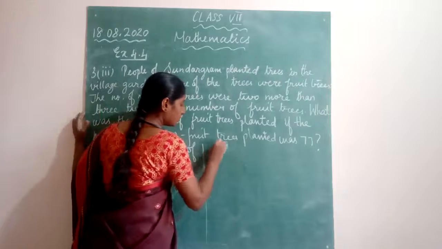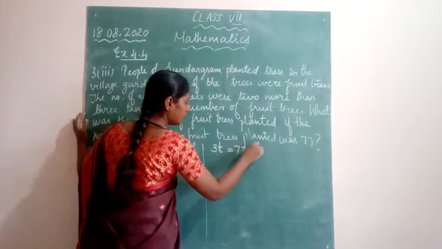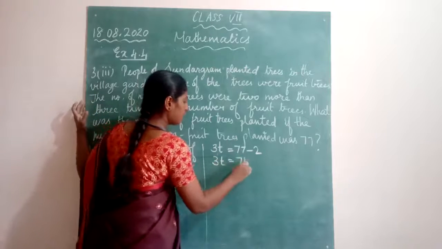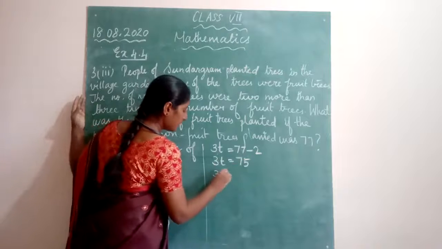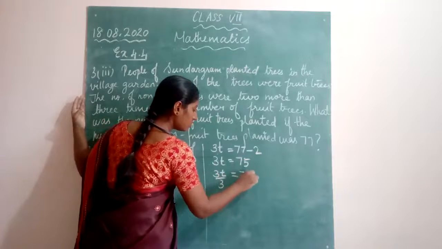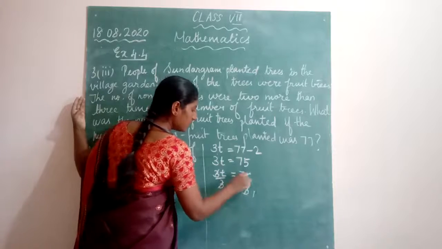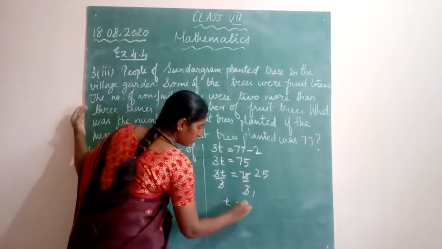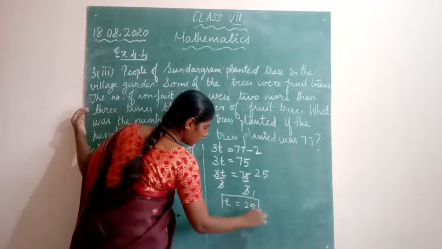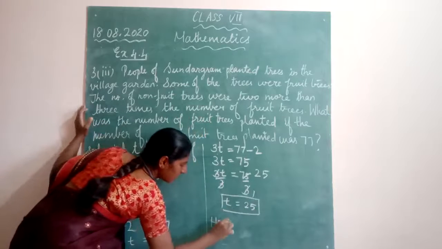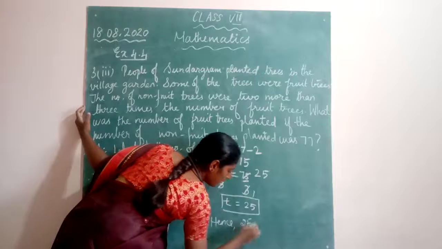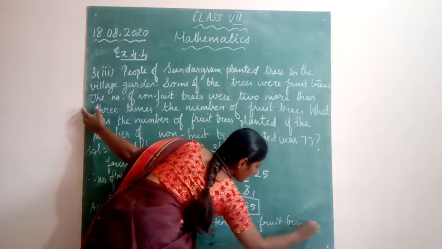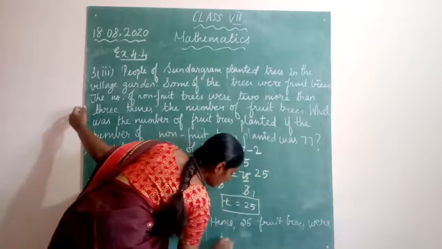So first we will transpose 2, the 77 minus 2. Okay, then you will have 3T is equal to 75. Now divide 3 on both sides. So you will have 3 ones are 3 and 3 into 25 will give you 75. So therefore T is equal to 25. Okay. Hence 25 fruit trees were planted.